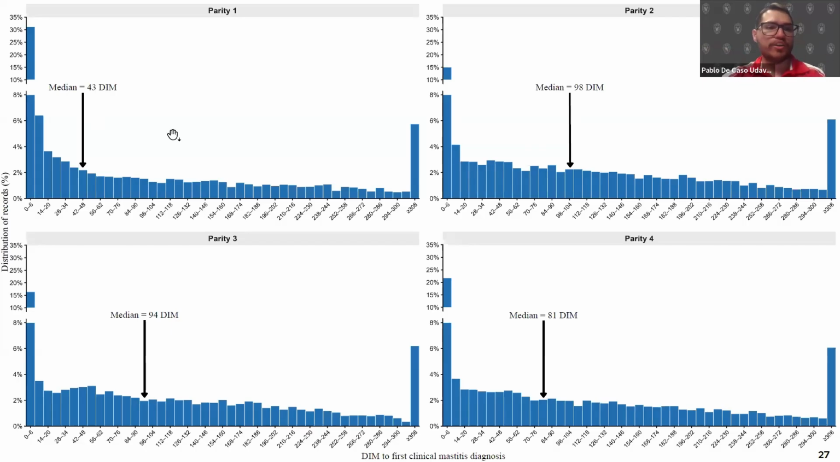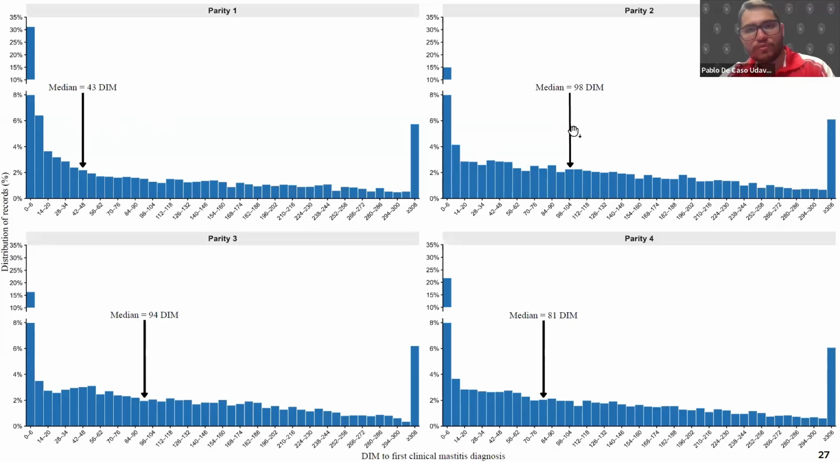another elegant way to say that we're sitting where 50% of the records are below and above that. So what this means is that for first parity cows, which is the upper left panel, 50% of the diagnoses of clinical mastitis occurred within the first month of lactation, right? And then the remaining 50% are going to be occurring up to 308 days, right? From that median.